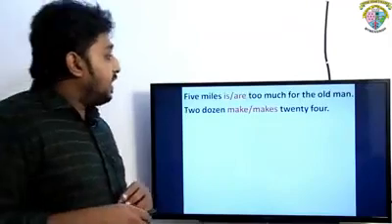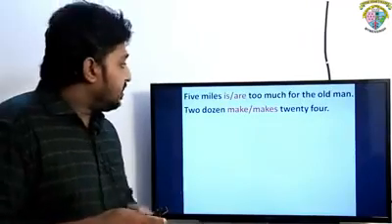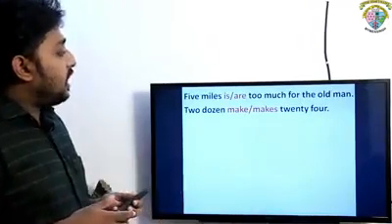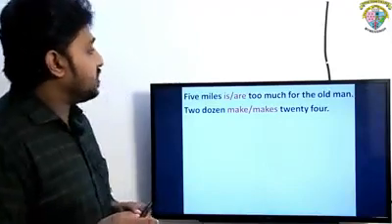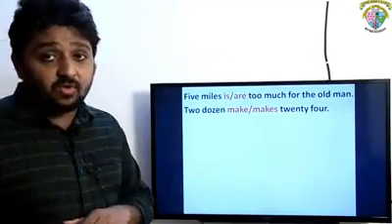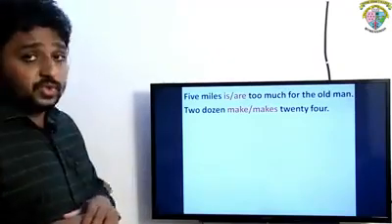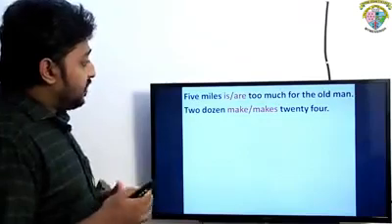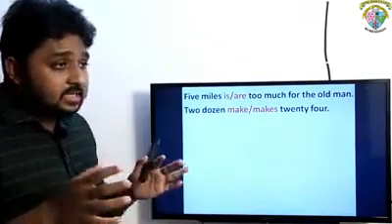And the next one, another common item you can get. 5 miles is or are too much for the old man. 2 doesn't make or makes 24. So what do you think, guys? What is the answer? Here you may get confused that 5 miles looks like a plural subject.